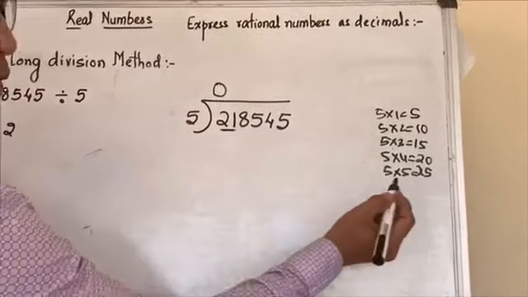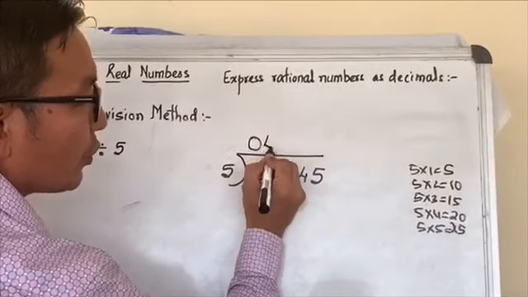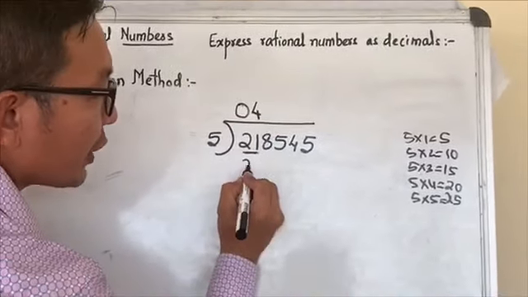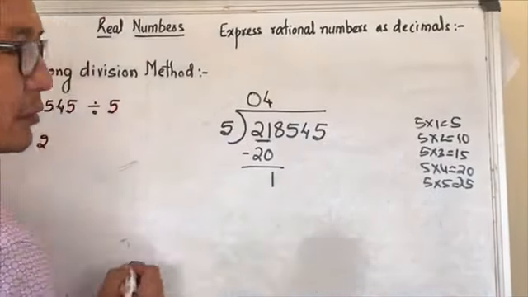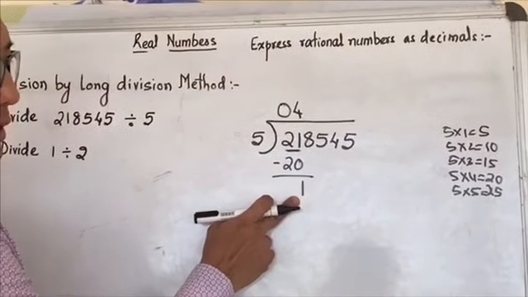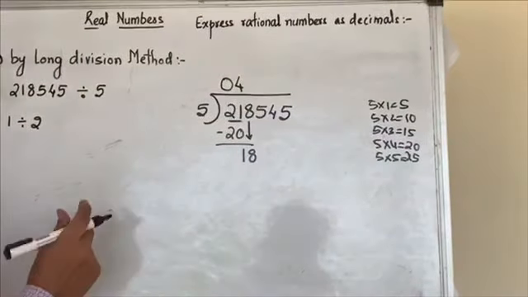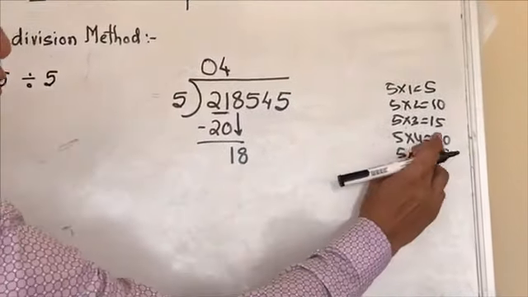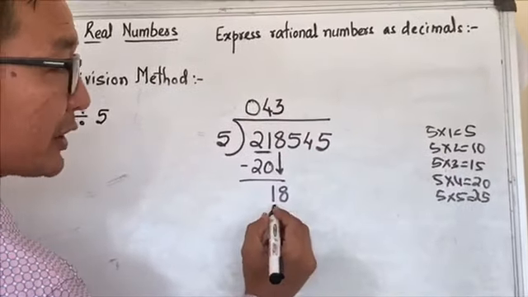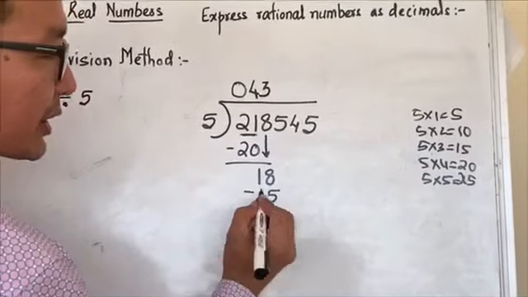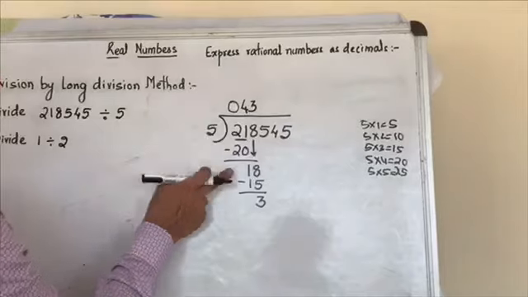5 goes into 21: 5 fours are 20, which is almost 21. So the quotient digit is 4, since 5 times 4 is 20. 21 minus 20 is 1, and the remainder is 1. Then we take down the 8, so 1 becomes 18. 5 goes into 18: 5 threes are 15, subtract, and the answer is 3. So the remainder is 3.